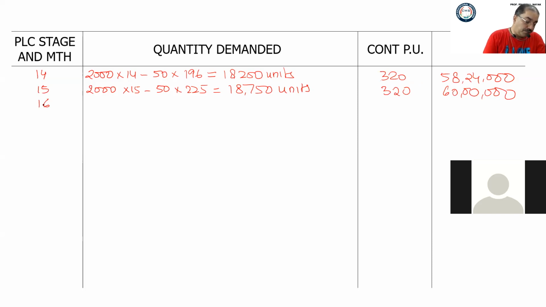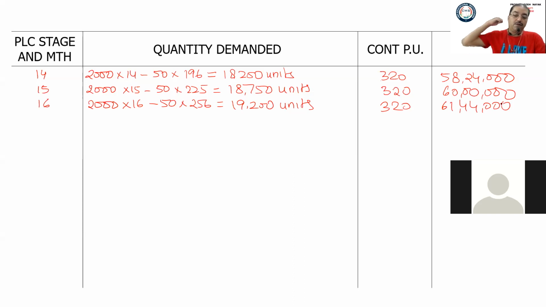16th month. 2000 into 16 minus 50 into 256. 16 square is 256. 32,000 minus 12,800 is 19,200 units. At 320, 61 lakh 44,000.